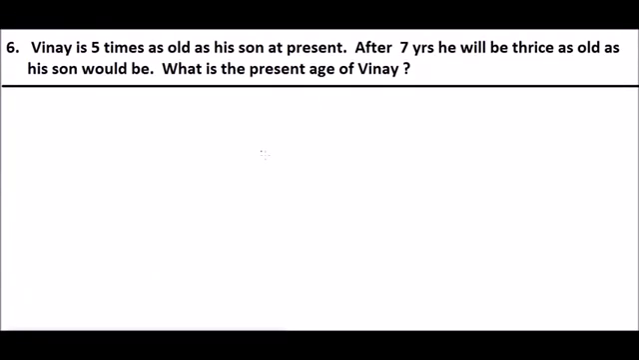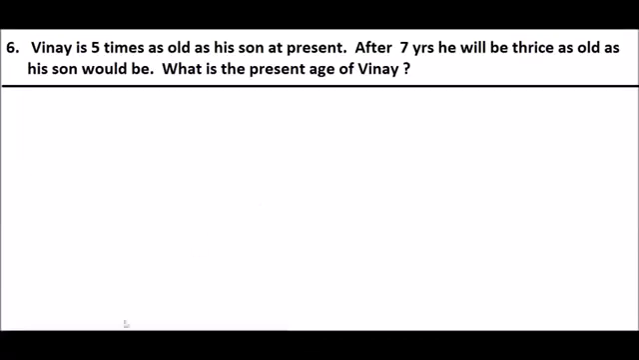Now let's start another question from a different model, right? What's the question here? Vinay is 5 times as old as his son at present. After 7 years, he will be thrice as old as his son would be. What is the present age of Vinay? Try to understand the question in a proper way. I'm going to explain this question with the help of the conventional method as well as the shortcut we have been using so far.